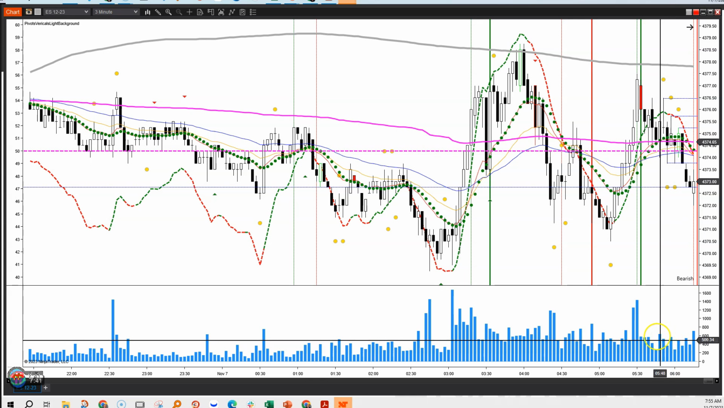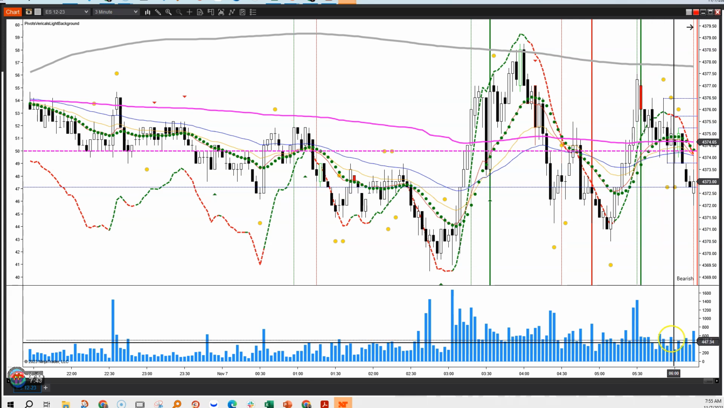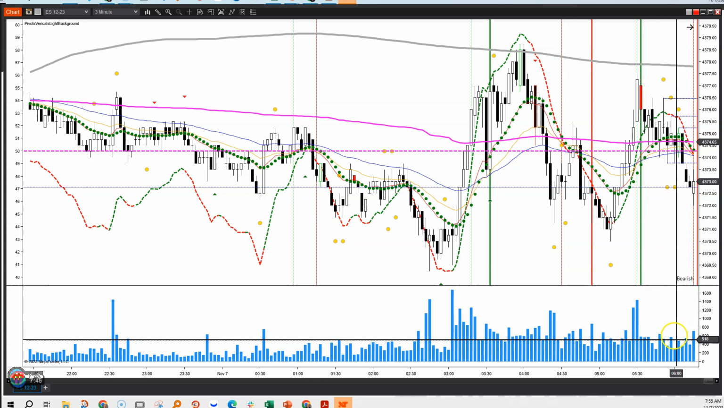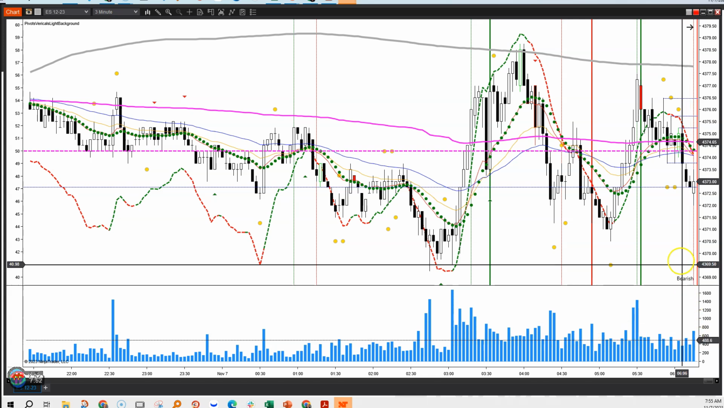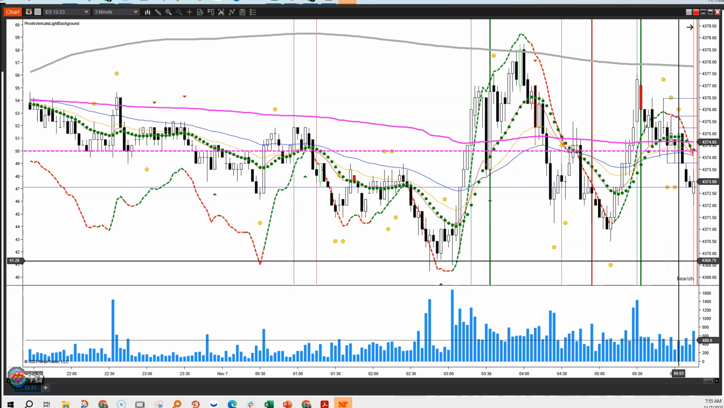This horizontal dash line is reading the last 10 volume candles and giving us an average of that. And you can see that it's poked its head above that average. So that's also confirmation of some negative bearish action.